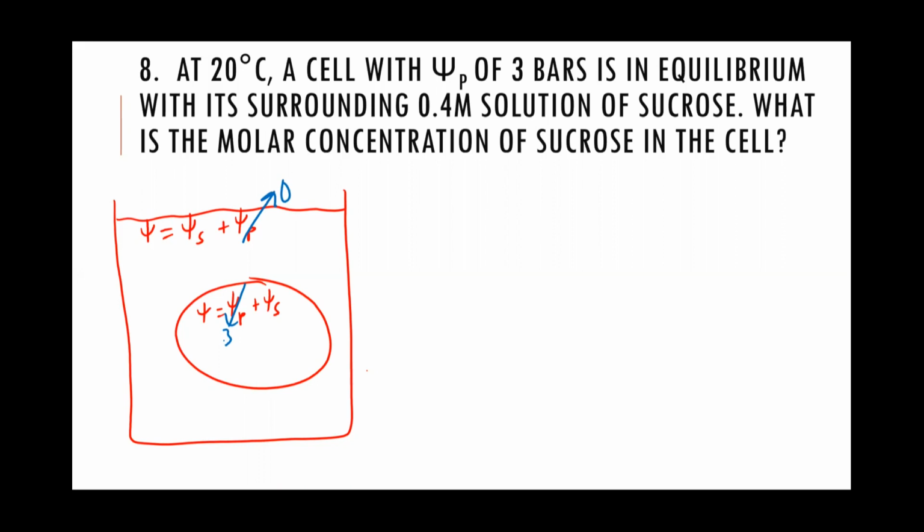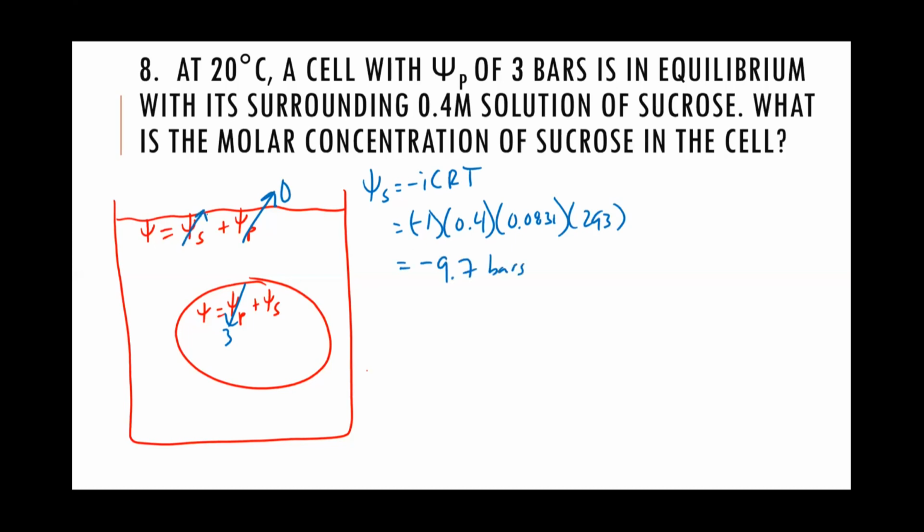But we need to know the solute potentials, and eventually we want to know the molar concentration, which is a little bit interesting. So we'll start with the solute potential in the solution. The solution has sucrose, so it's -1. It has a 0.4 molar concentration, 0.831 times 293, and all of that is going to equal negative 9.7 bars, right? So negative 9.7 over here. The overall water potential is negative 9.7.